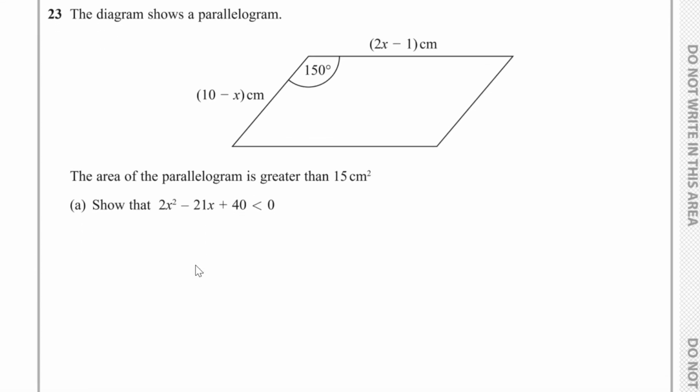Now for question 23, we've got a diagram which shows a parallelogram, as we see here, and the area of the parallelogram is greater than 15 centimeters squared. We have to show that 2x squared minus 21x plus 40 is less than 0.